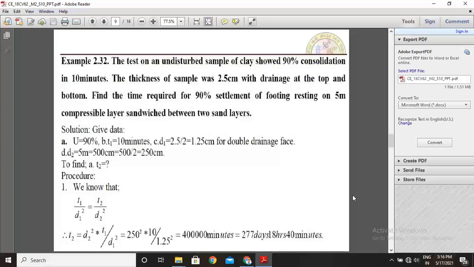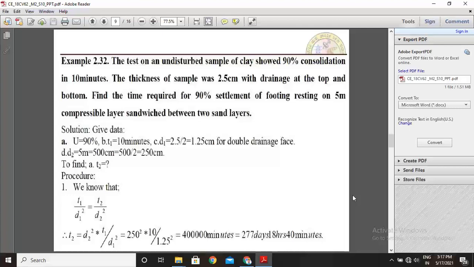The test on an undisturbed sample of clay showed 90% consolidation in 10 minutes. The thickness of the sample was 2.5 cm with drainage at the top and bottom. Find the time required for 90% settlement of a footing resting on a 5 meter compressible layer sandwiched between two sand layers. So this is also a similar problem. Okay. Now you understood these problems, then you solve.